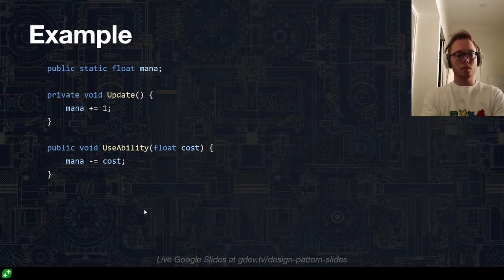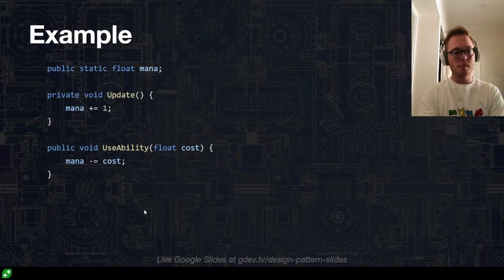So in our character, we might decide that we're updating the mana every frame to recharge, and when you use an ability, that cost gets subtracted from the mana. Obviously, we'd put in some code here to make sure the mana doesn't go below 0 and stuff like that, but for simplicity's sake, we're just leaving it like this.